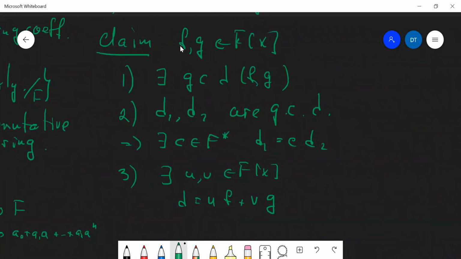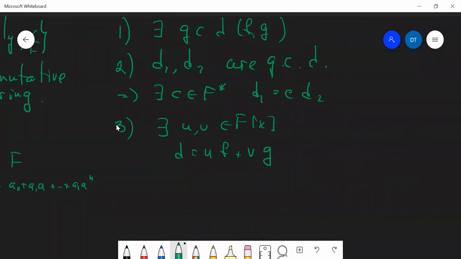So again, we have a pair of polynomials, no restrictions. Any of them could be 0. Two of them could be 0. It doesn't matter. Then you can always find the greatest common divisor. Any different greatest common divisors differ by an invertible constant, and you can always represent a greatest common divisor in this form.